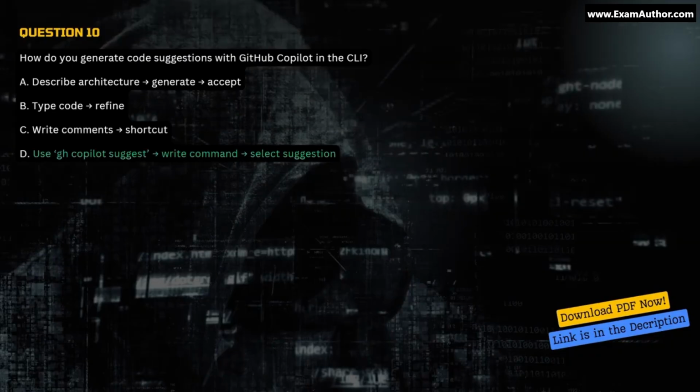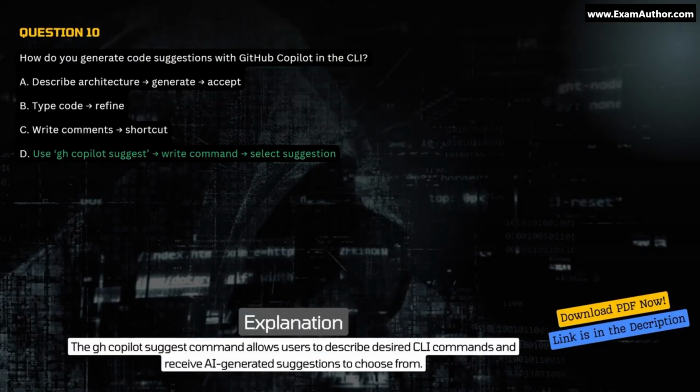Correct answer D. Use gh copilot suggest, write command, select suggestion. Explanation. The gh copilot suggest command allows users to describe desired CLI commands and receive AI-generated suggestions to choose from.